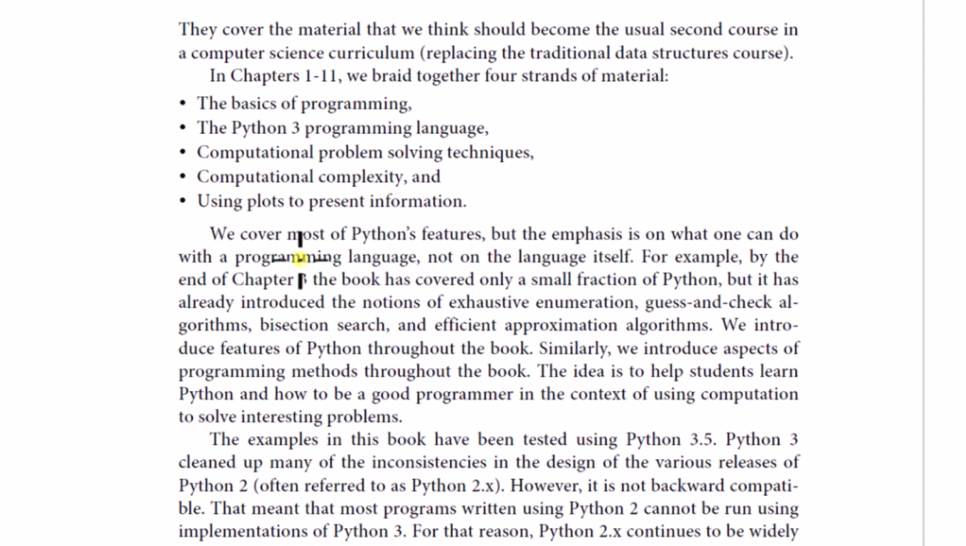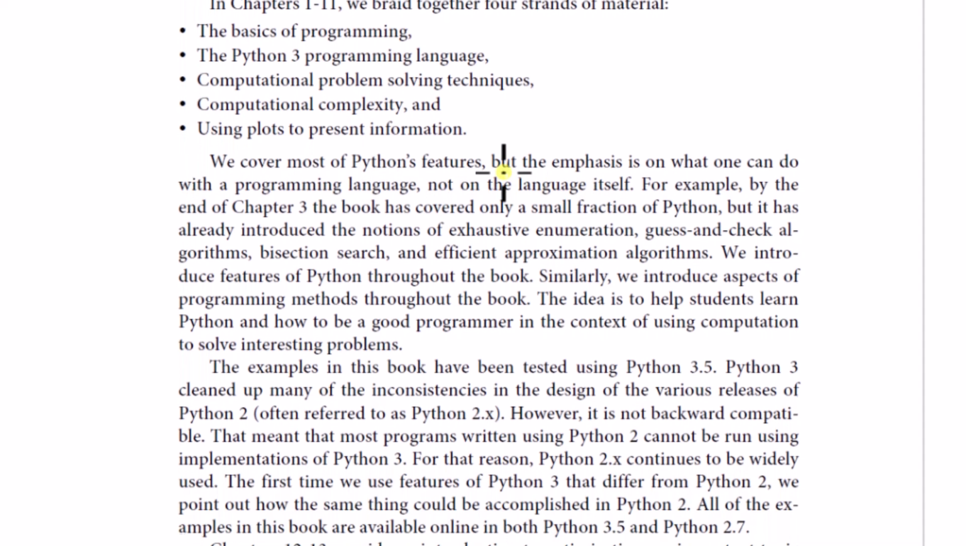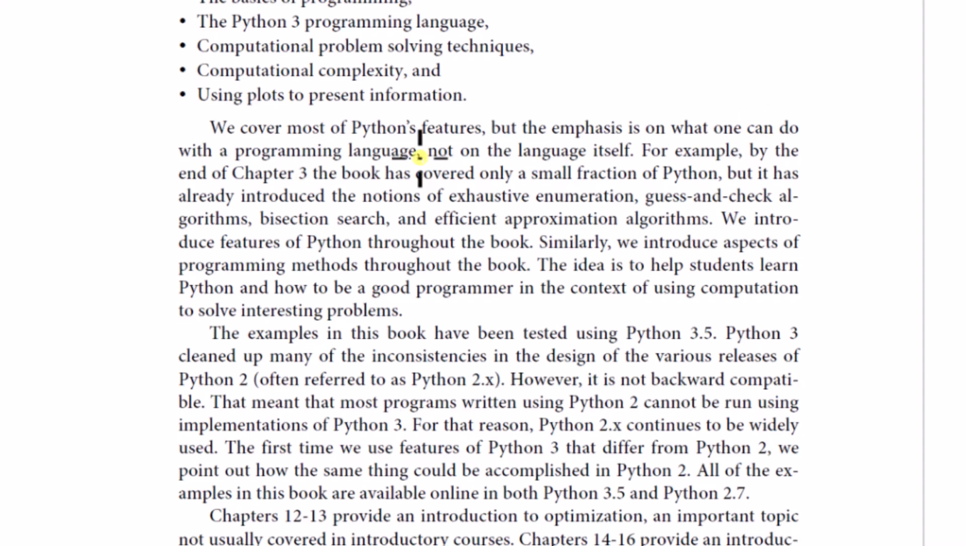Okay, we cover most of Python's features, but the emphasis is on what one can do with a programming language, not on the language itself. For example, by the end of chapter 3, the book has covered only a small fraction of Python, but it has already introduced the notions of exhaustive enumeration, guess and check algorithms, bisection search, and efficient approximation algorithms.